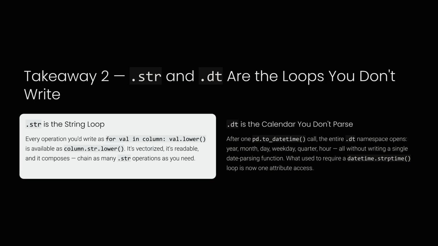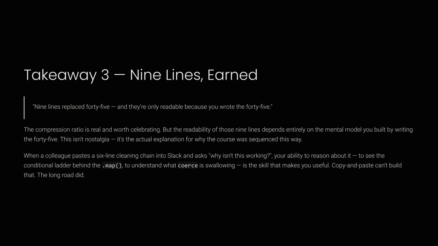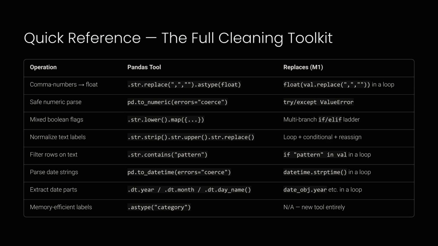Second, the string and datetime accessors replace manual loops. These tools are vectorized, readable, and allow for sophisticated operations without the overhead of explicit iterations. Finally, remember that the goal is not just shorter code, but deeper understanding. Your experience with manual cleaning is precisely what makes you an effective data professional today. Use this reference table to compare Pandas tools with the manual methods you already know. It will serve as a quick guide for your future cleaning projects.